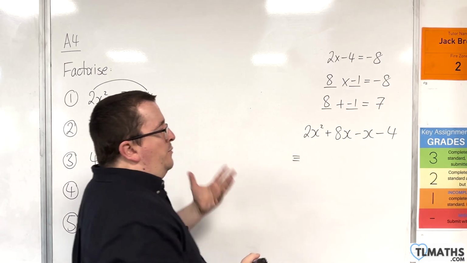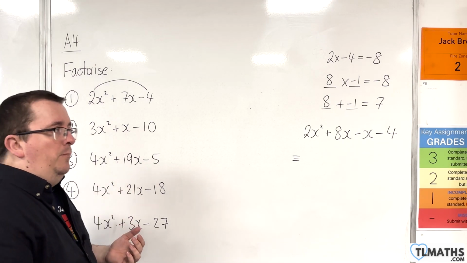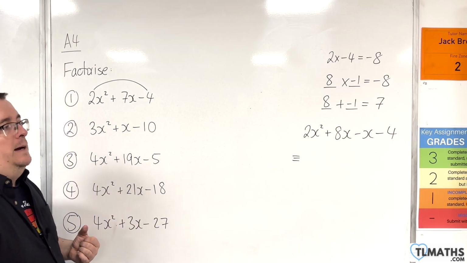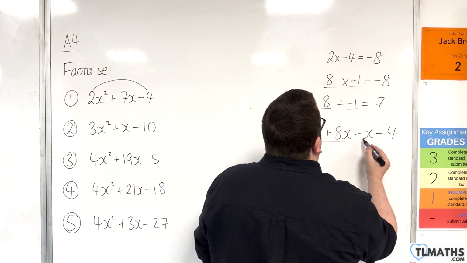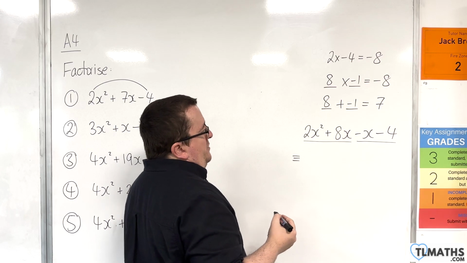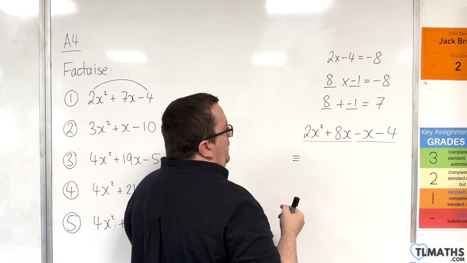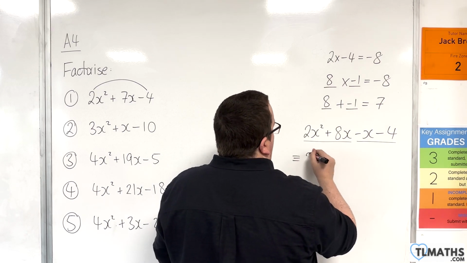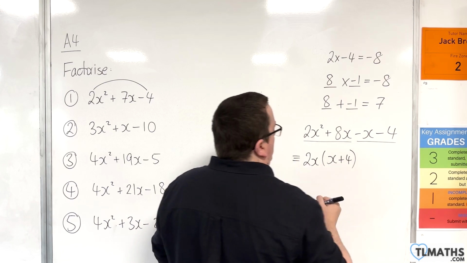Now, as in the previous videos, it doesn't matter if you write it as 2x squared, take away x plus 8x, take away 4. The same process will apply. Just this next line of working will look a little bit different. So, first of all, 2x squared plus 8x, we're going to factorise that. The common factor would be 2x, and in the bracket we'd have x plus 4.